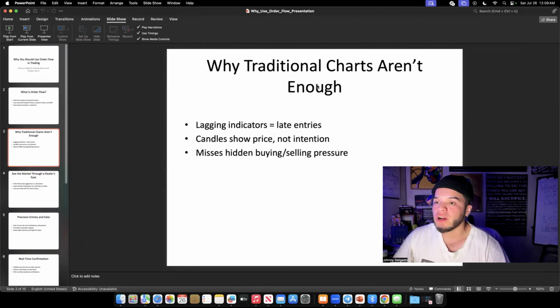why traditional charts aren't enough is, number one, lagging indicators. If you know somebody that's simply relying on indicators, it's kind of a double-edged sword, because most indicators lag, which means you're going to have late entries.